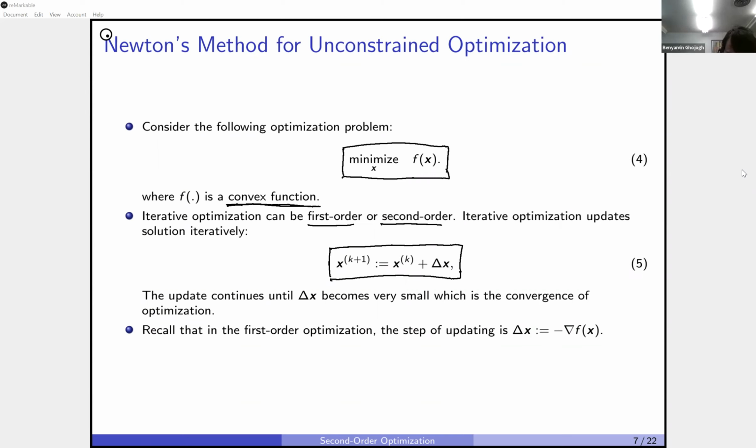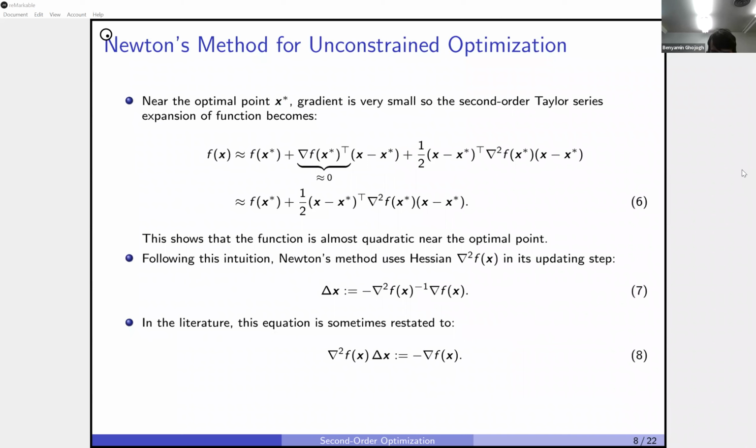This update continues until delta x becomes very small and we converge. In first order optimization, in gradient descent, we already saw that delta x is minus eta gradient of f, minus some learning rate times gradient. However, here we'll see that it's different. The update in Newton's method, as we saw in previous slides, is minus the inverse of the Hessian times the gradient. Let's justify it and analyze it.